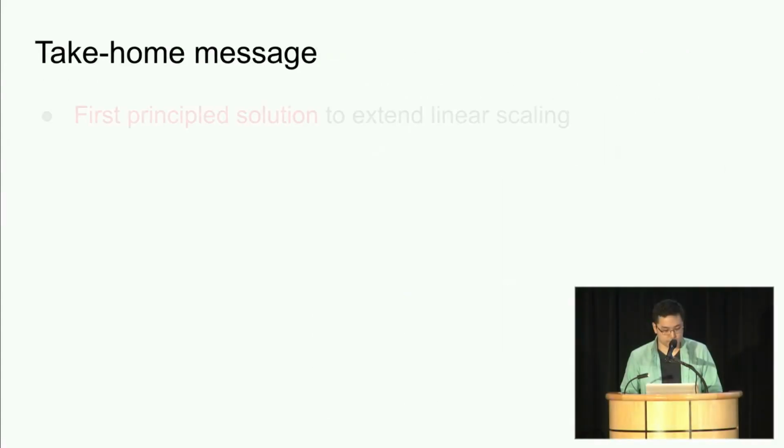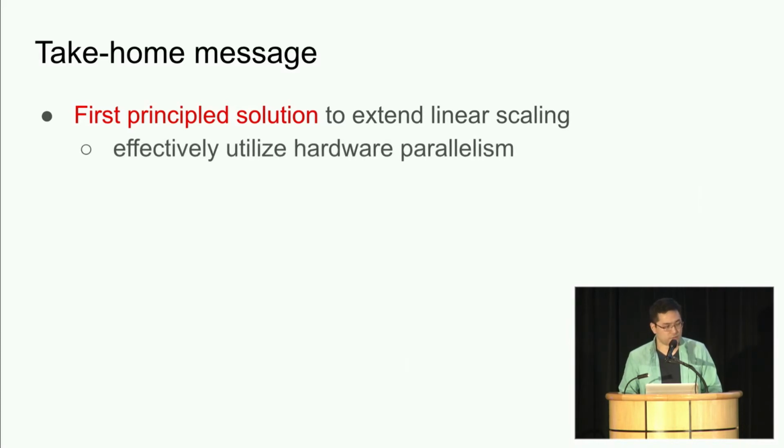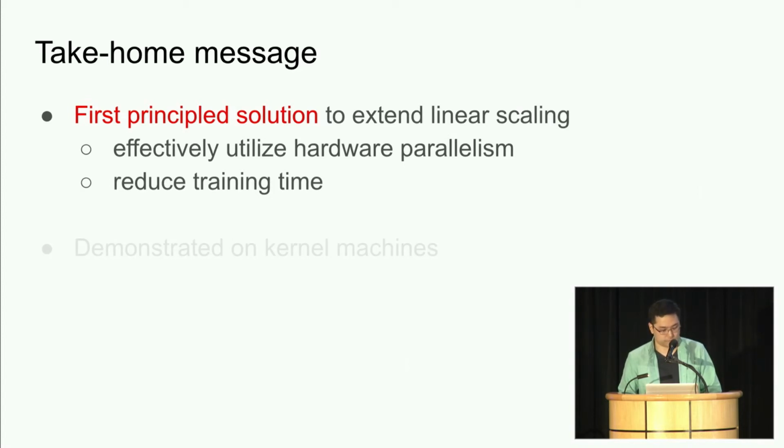Here I would like to talk about the take-home message. We have a first principle solution to extend linear scaling. I think originally people didn't realize this. We just wanted to identify the limit of linear scaling by experiments or by some heuristics. But in fact, now I show we can really extend it to something much larger. In our experiments, we extend the linear scaling around 1,000 times. It allows us to effectively utilize the massive parallelism in the computing resource. Of course, this translates to a significant reduction in training time.